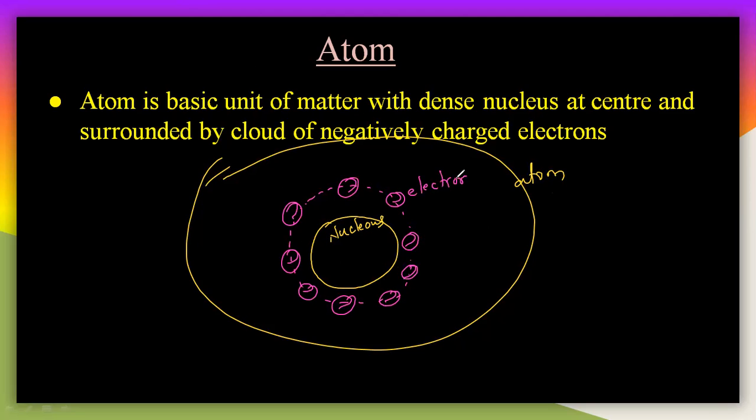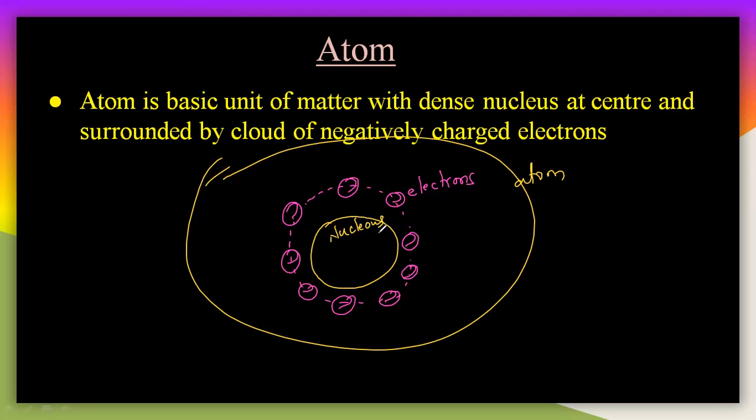Electrons always revolve around the nucleus, and they can also rotate on their own axis. So these electrons can rotate, and they can revolve around the nucleus like this. These are the electrons.